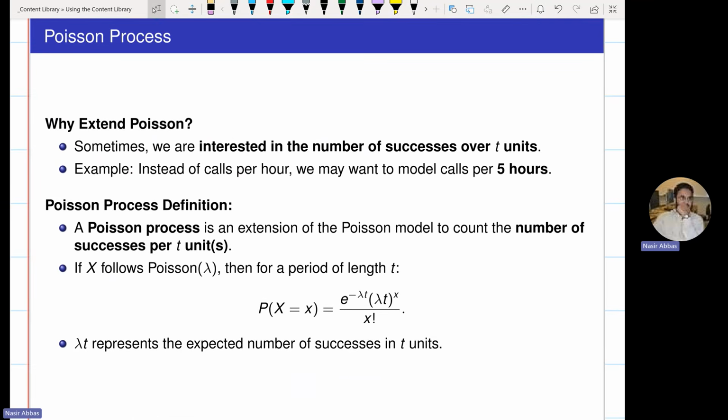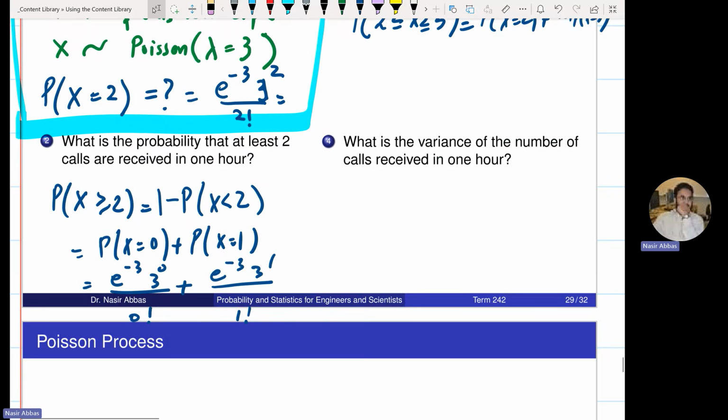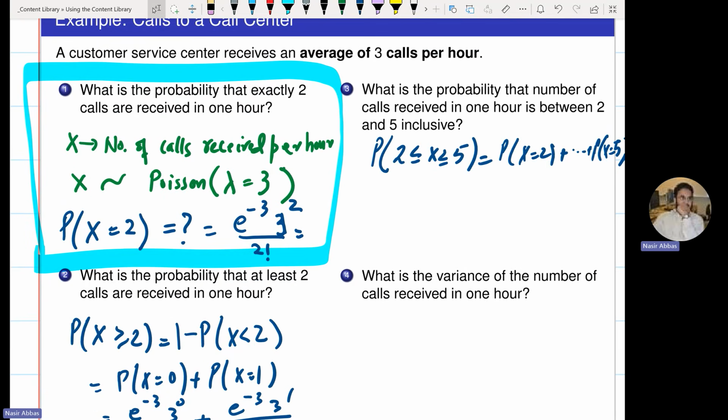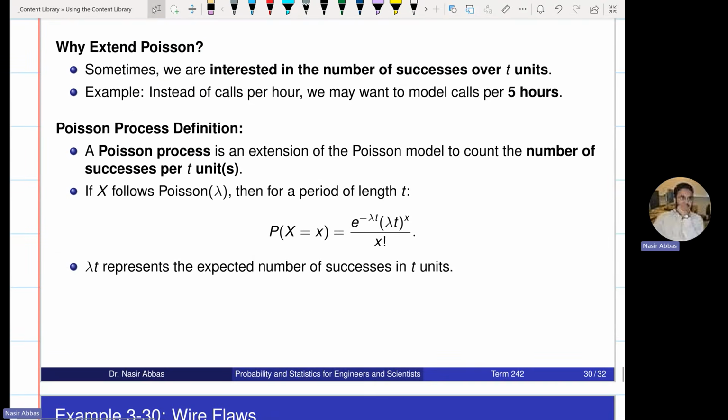Extension of Poisson distribution. What if I ask you a question here? Instead of 1 hour, I ask you what is the probability that you will receive 2 calls in next 2 hours? I change the unit. What will happen? Instead of 1 unit, I ask a question about t units. 2 units. Lambda will double. That's it. X will still remain Poisson. Lambda will be adjusted according to how many units you want. And this is what is discussed here.